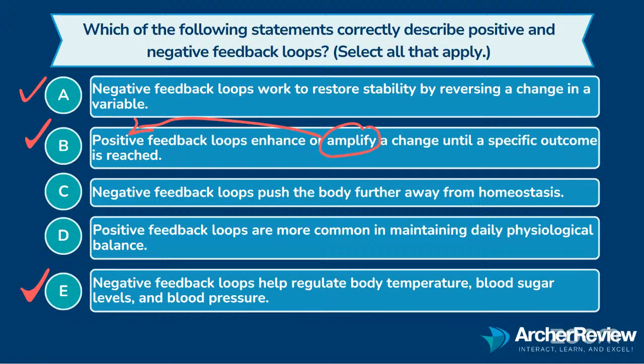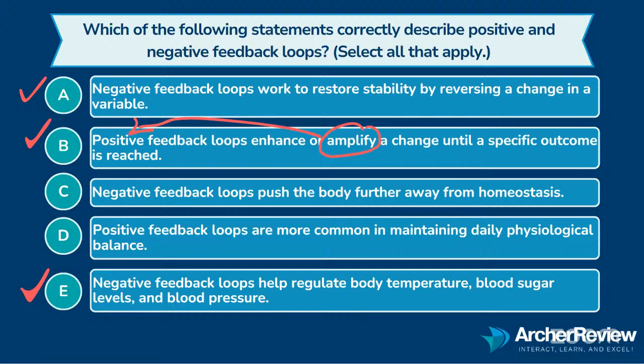All right, E, negative feedback loops help regulate body temperature, blood sugar levels, and blood pressure. Yes, the majority of our body is regulated by a negative feedback loop. Or I should say, the majority of homeostasis, everything that's going on in our body, is regulated by negative feedback loop, not positive feedback loop. Those are the exceptions. Negative feedback loop is what's monitoring all of our homeostatic balances.